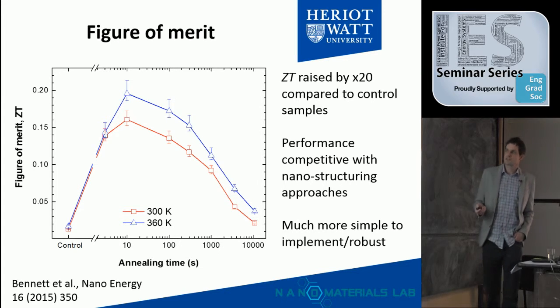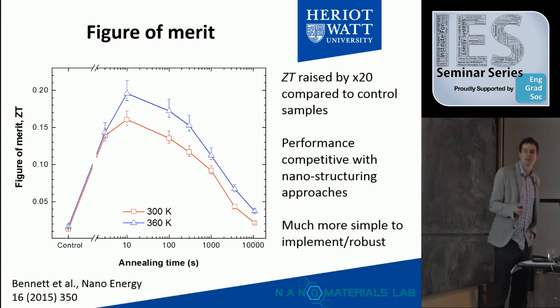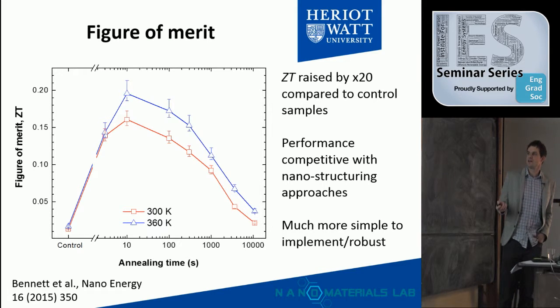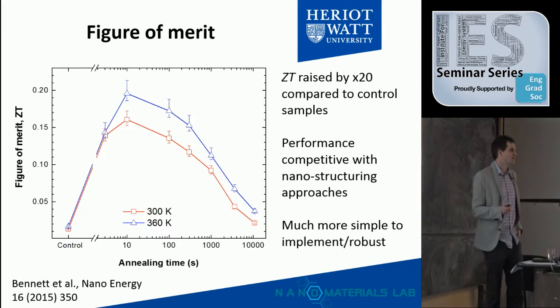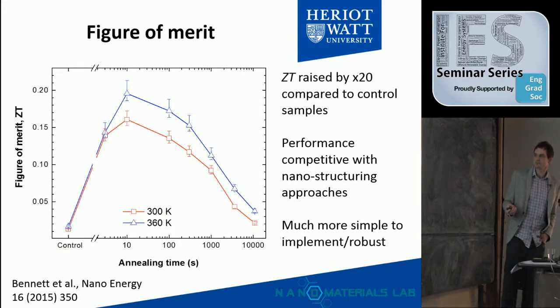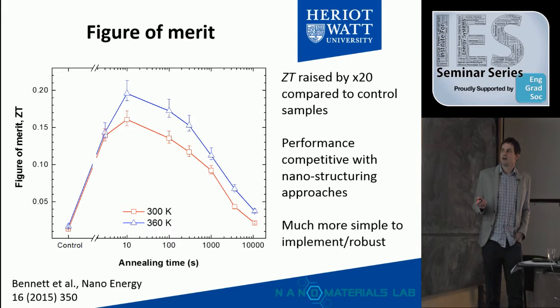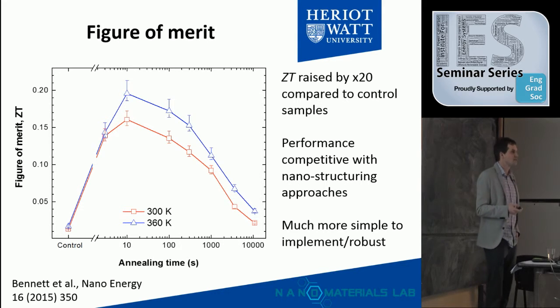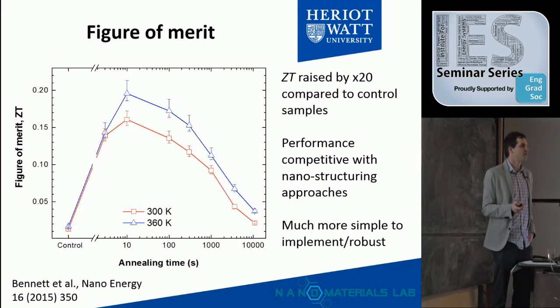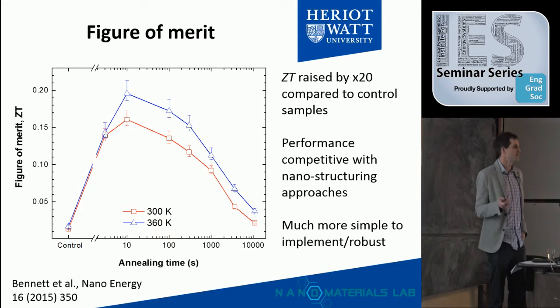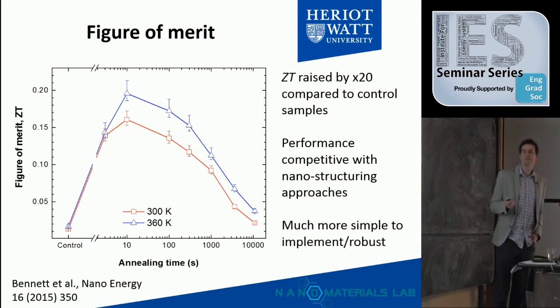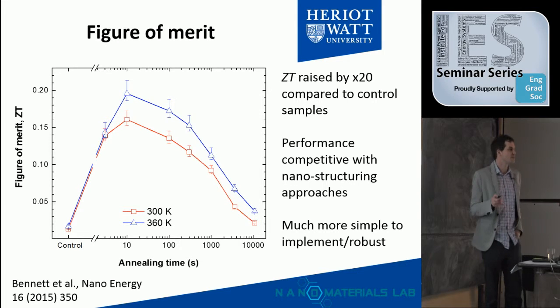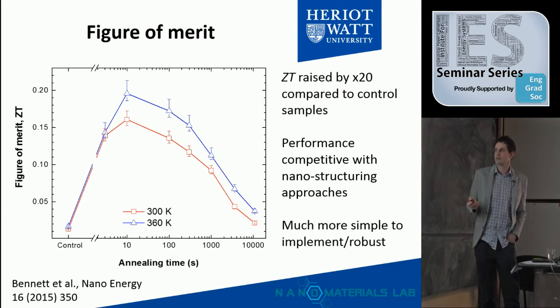When we combine this with our power factor, our thermoelectric figure of merit in this central region peaks at almost about 0.2 at 360 Kelvin, which is about 20 times better than the control sample down here. I should say it's still a little way off what we get for bismuth telluride, but as a first attempt, we don't think it's too bad. We still have some optimization that we can do here.